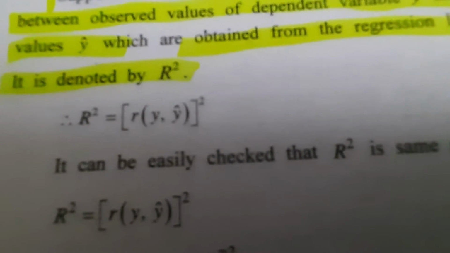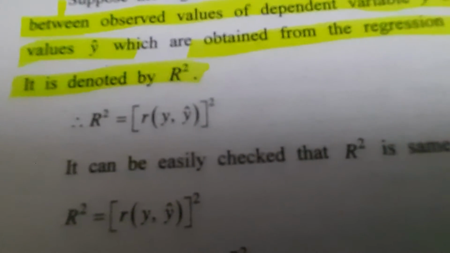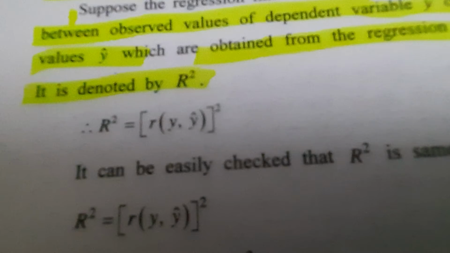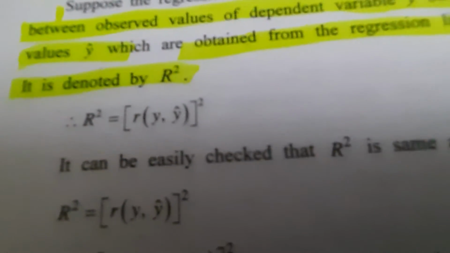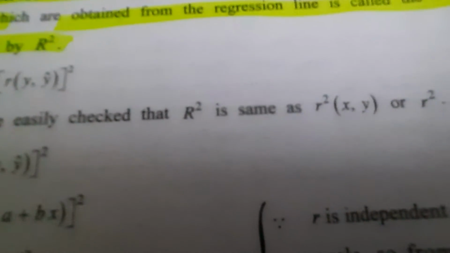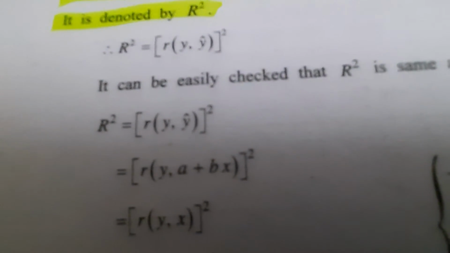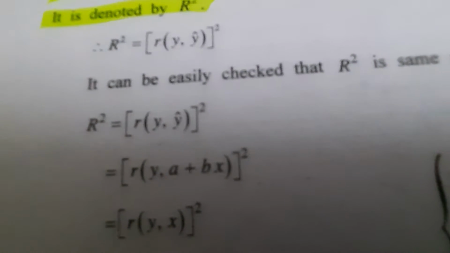R squared equals r of y and y cap, the whole squared. That means the relationship or correlation coefficient between y and y cap is found out there. It can be easily checked that this is the same as r squared of x and y. How is it? R squared equals r of y and y cap the whole square, that is equal to r of y and a plus bx, since y cap is a plus bx, the whole square. That is equal to r of y and x.